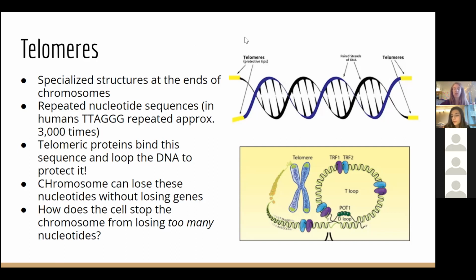But as we talked about in class, these do shorten over time, and we don't necessarily know specifically how it happens or what purpose it serves. But as you age, usually these shorten a lot. So it can become problematic if it shortens too much, obviously. But the question is, how does the cell stop the chromosome from losing too many nucleotides? Because if we lose too many, then we will start to get into the genetic data that we use to make proteins and such.